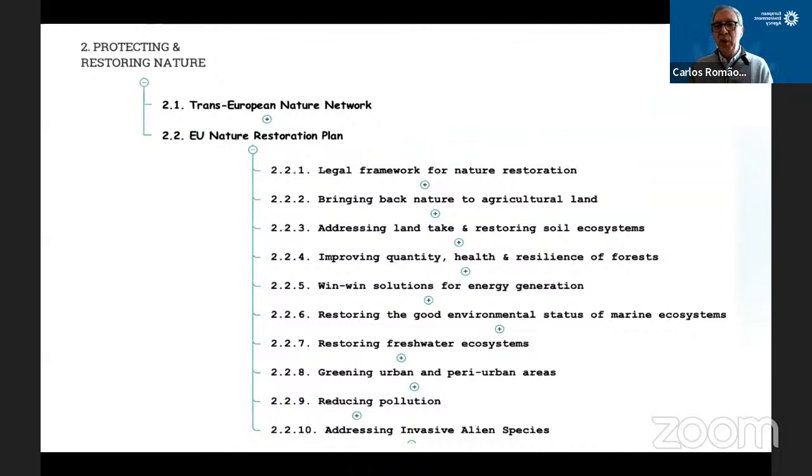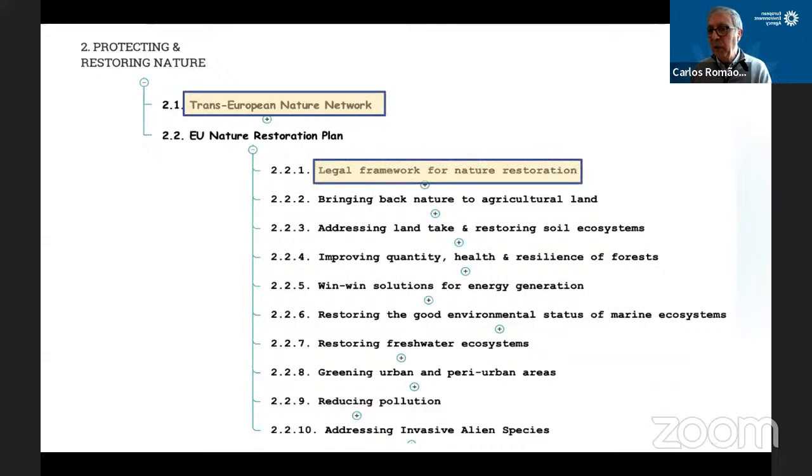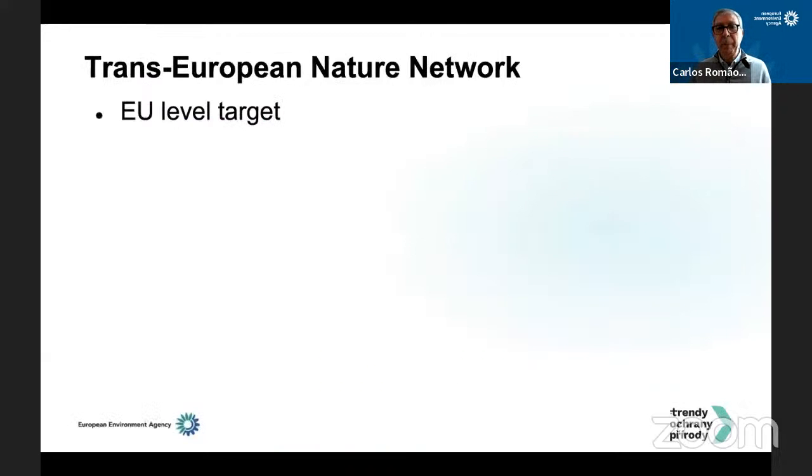This is just a snapshot of the different elements of protecting and restoring nature. We have the protected areas, but also in the EU Nature Restoration Plan, there are a lot of different elements that also deal with agriculture, forests, soils, water, energy, urban areas, pollution, invasive alien species. But I will just focus on these first two, the protected areas and the legal framework for nature conservation.